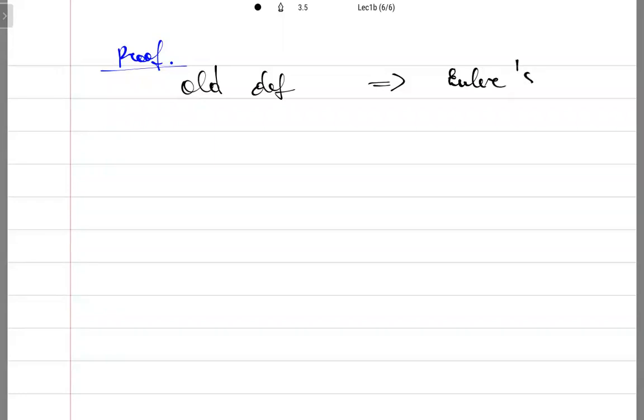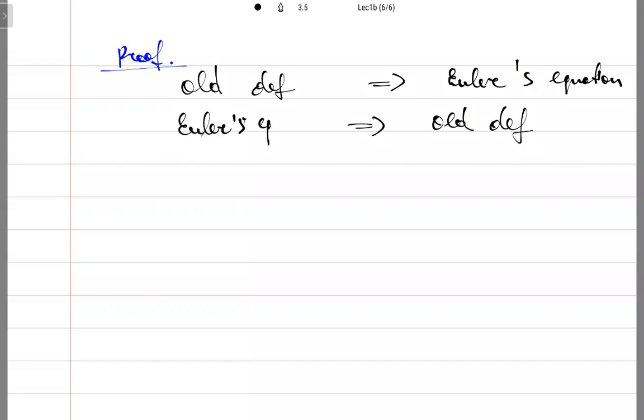So Euler's equation. And we need to go from Euler's equation to our original definition. Old definition. Okay, so we need to prove two equivalences. Okay, the plan of attack is clear. We have a left wing, we have a right wing, we will attack from that side, and we will attack from the right side. Yeah? Yes, clear. Okay, so let's start with our old definition.